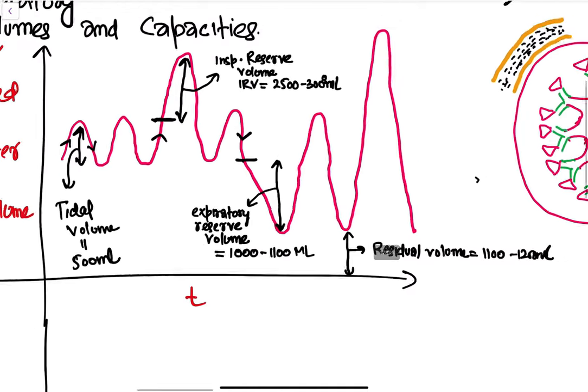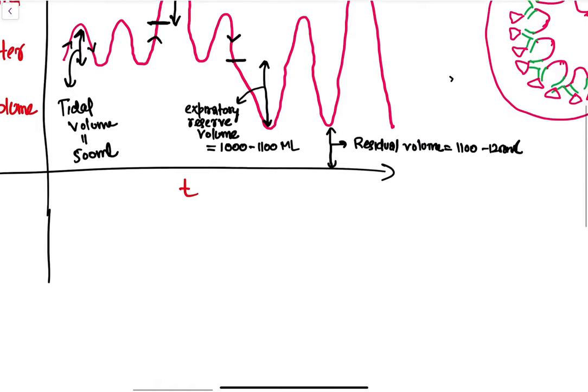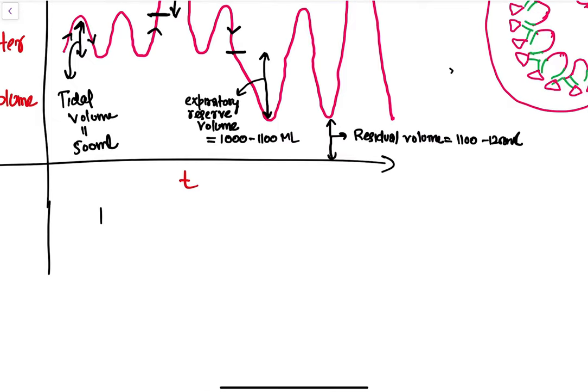Now by combining the volumes, we can get capacities. For example, we have this inspiratory capacity, which is equal to tidal volume plus inspiratory reserve volume. We have this expiratory capacity, which is equal to tidal volume plus expiratory reserve volume. We have this functional residual capacity, which is equal to expiratory reserve volume plus residual volume.